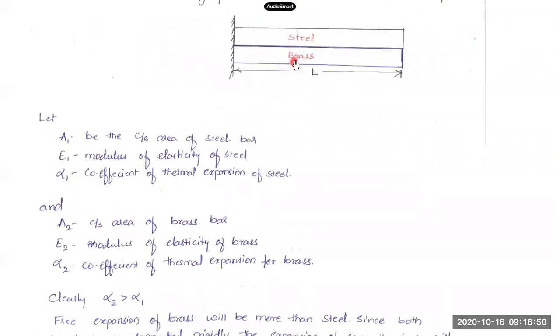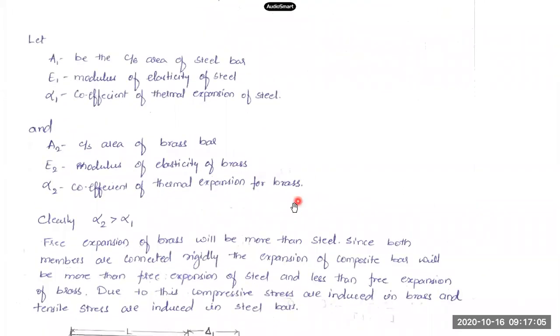Now, similarly, for the brass, the properties are A2, the cross-sectional area, E2, our modulus of elasticity for brass, and alpha 2, the coefficient of thermal expansion for the brass bar. Here, if you see, brass has a higher coefficient of thermal expansion compared to steel. So alpha 2 will be greater than alpha 1, in this example.